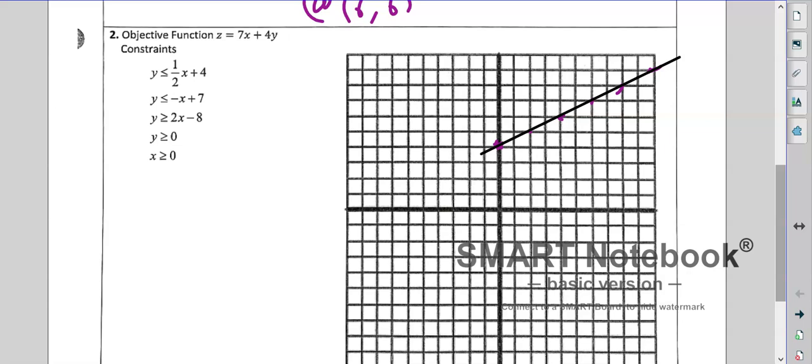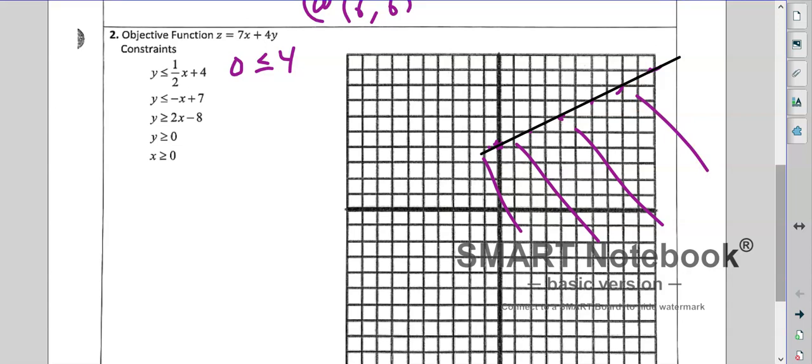Y is less than or equal to, oh, I have to shade. So I'm going to put in 0, 0. So 0 is less than or equal to 4. That is a true statement. So I'm going to shade this way, under that line.